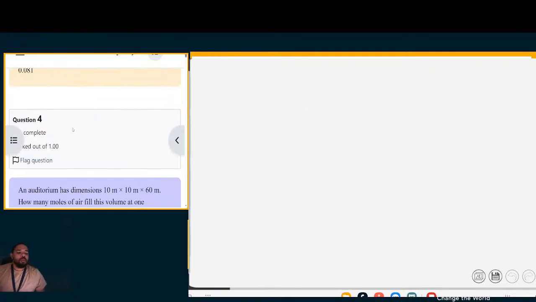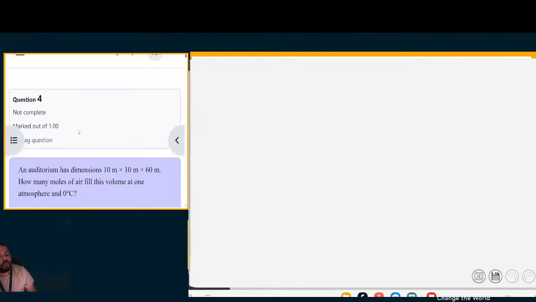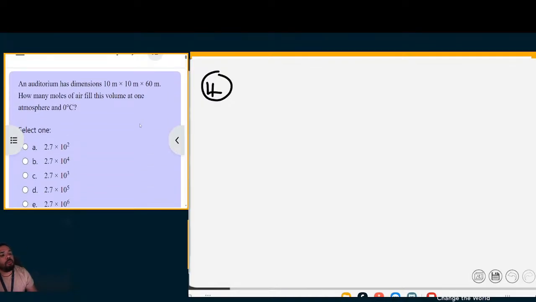Now, moving on. Question number 4. There is an auditorium. An auditorium, it has dimensions of 10 by 10 by 60. How many moles of air fill this volume at 1 atmosphere and at 0 degrees Celsius?